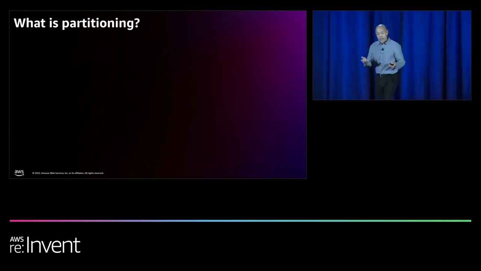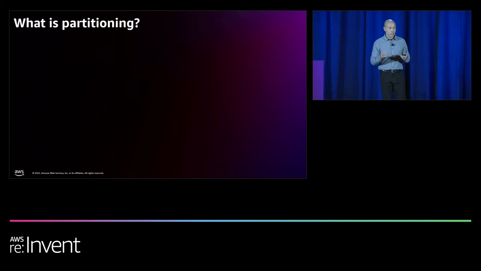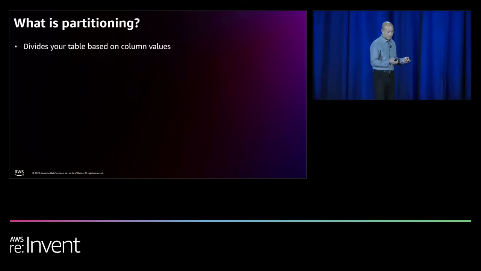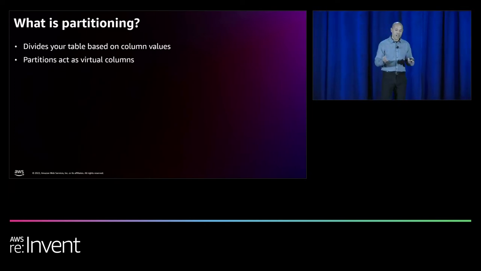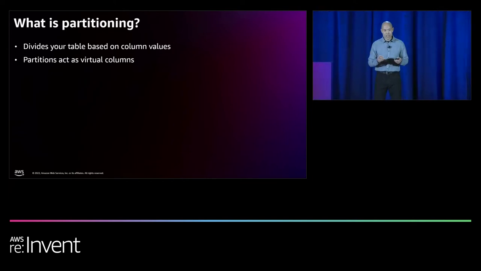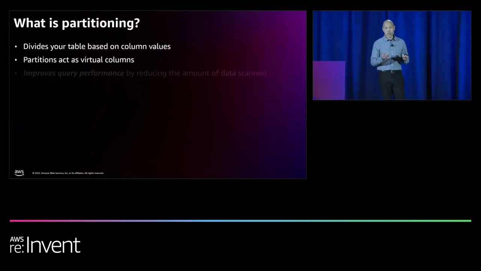So partitioning divides your table based on column values, such as country, state, and city. Partitions act as virtual columns. You define them at table creation. And what it does is basically reduces the amount of data scanned per query, thereby improving performance.